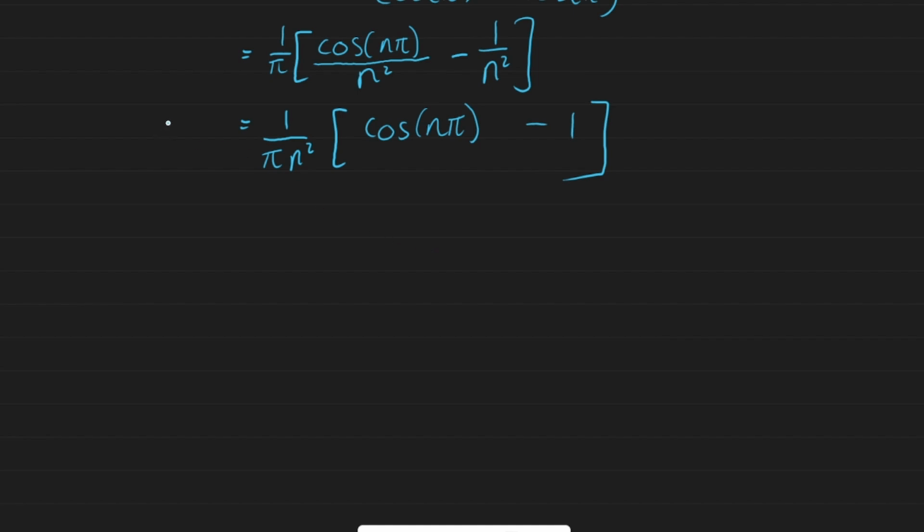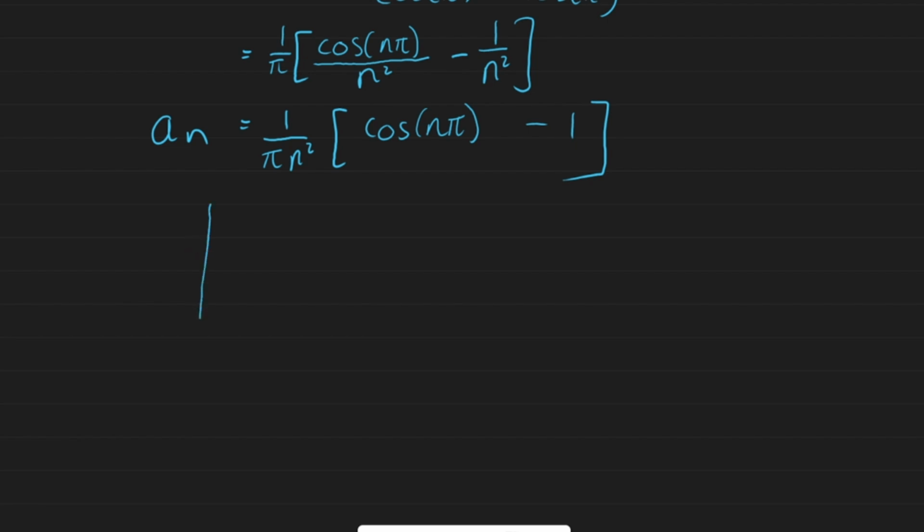So this is what an is equal to. So now we just have to understand how we will actually substitute this in the Fourier series. The easiest way to do this is to just do it for even numbers and for odd numbers. So let's just remember what cos looks like.